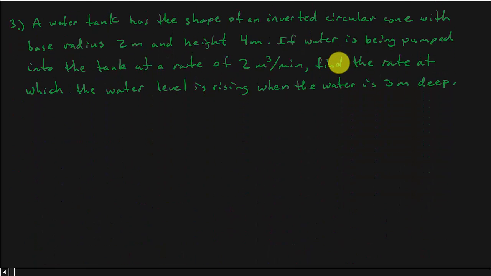It says a water tank has the shape of an inverted circular cone with base radius 2 meters and height 4 meters. If water is being pumped into the tank at a rate of 2 cubic meters per minute, find the rate at which the water level is rising when the water is 3 meters deep. All right, so first thing we need to do here is draw a picture. So let's draw our cone.